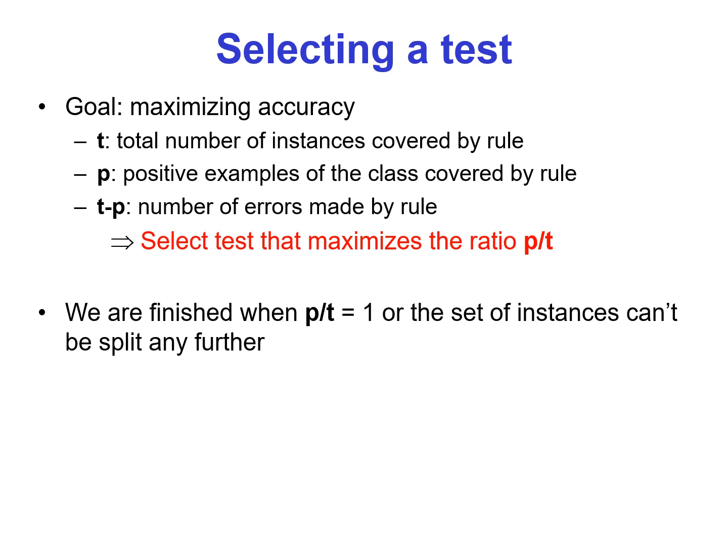So t is the total number of instances covered by the rule, p is the number of positive examples of the class covered by the rule, and the number of errors made by the rule is t minus p. Using this, we are able to maximize the ratio. Once we maximize the ratio, in turn we are maximizing the accuracy. Okay, so thank you.